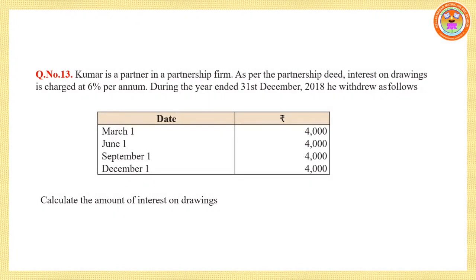Now move on to the next one. Kumar is a partner in a partnership firm. As per the partnership deed, interest on drawings is charged at 6% per annum. During the year ended 31st December 2018, he withdrew as follows.